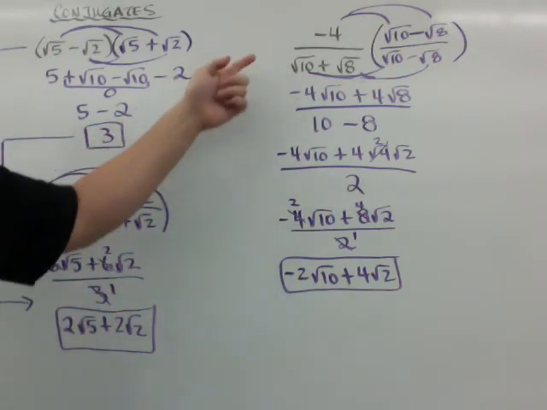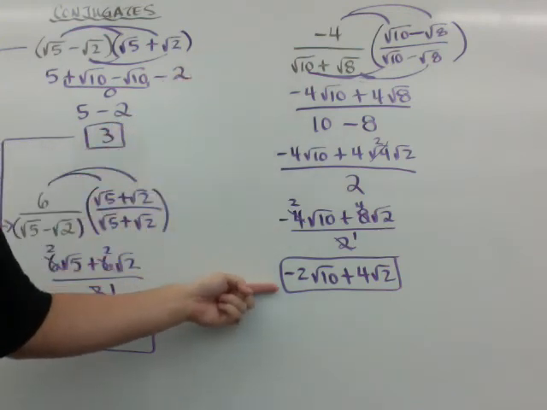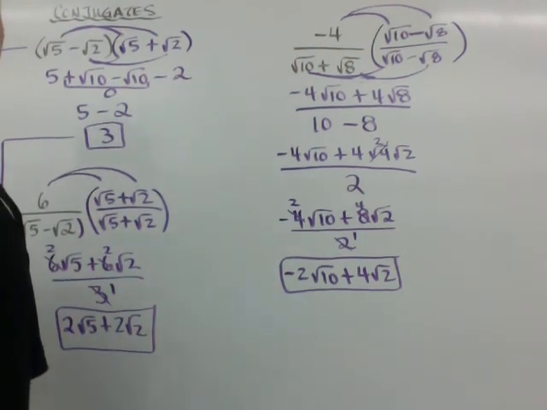Okay, so you can see how we changed it by multiplying by the conjugate to simplify it here. That is how you simplify radicals.